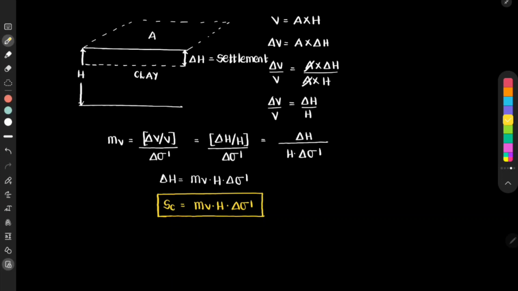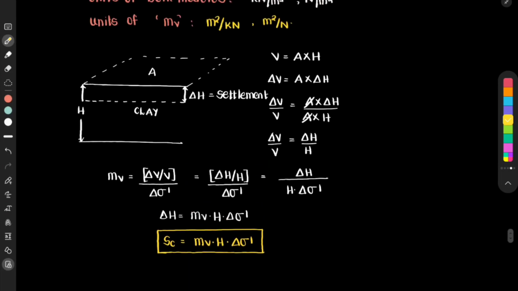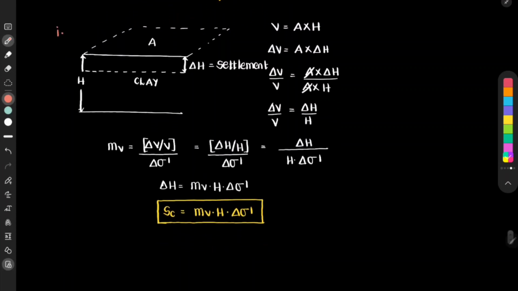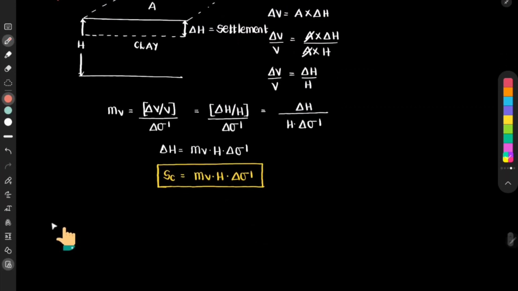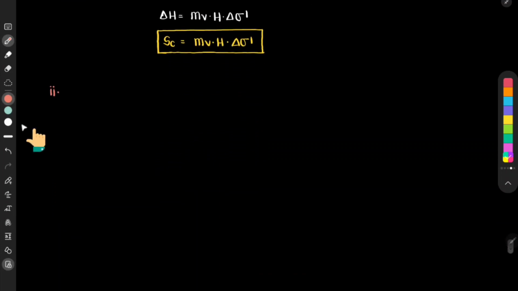So this is one way we can compute the primary consolidation settlement, the first way. And then the second one. We know this relation. When we discussed the physical properties, we discussed this relation: V is proportional to 1 plus E.